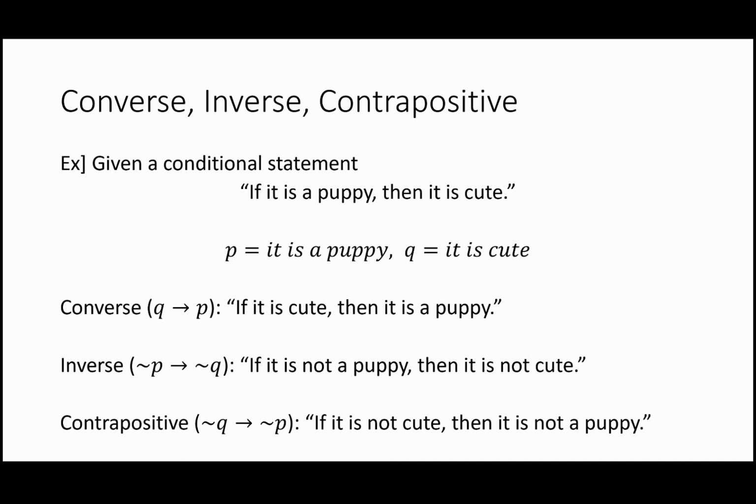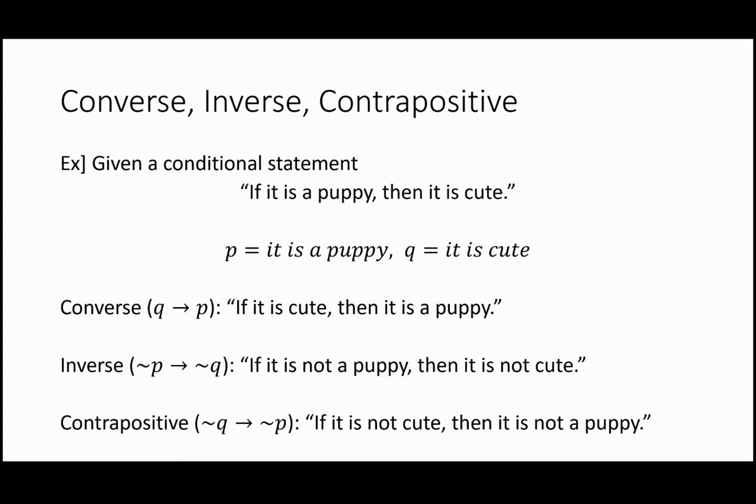Then, think about the converse of that. Do you feel like the converse of that is necessarily true? If it is cute, then it is a puppy? Well, that would imply that only things that are cute are puppies. And it's like, no, there's other things in the world that are cute other than puppies, right? And then the inverse. If it's not a puppy, it's not cute. Well, what would that imply?